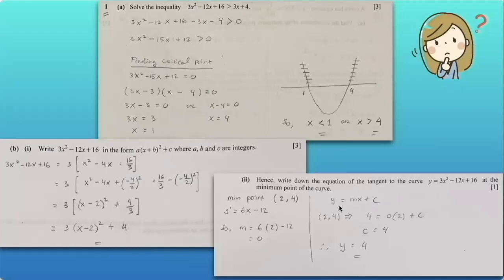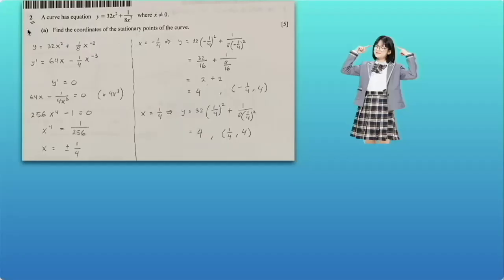And using the general form of a linear line, y is equal to mx plus c, we substitute the minimum point into this expression to get the value of c. Therefore, the tangent equation is y is equal to 4. Number 2, we are given this curve equation where x is not equal to 0.